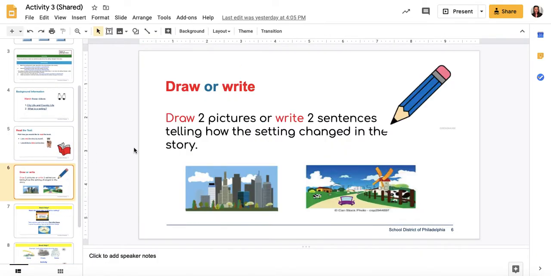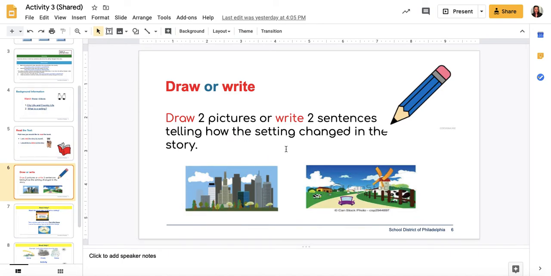the setting changed. So for your assignment, it says draw or write. Now you know Mrs. Hill, and I want you to do both. Anything you draw, you should at least label. And every student in my class, when we left March 13th, was capable of writing a sentence also. So I'm going to say that you should be drawing and writing. So it says draw 2 pictures or write 2 sentences telling how the setting changed in the story.